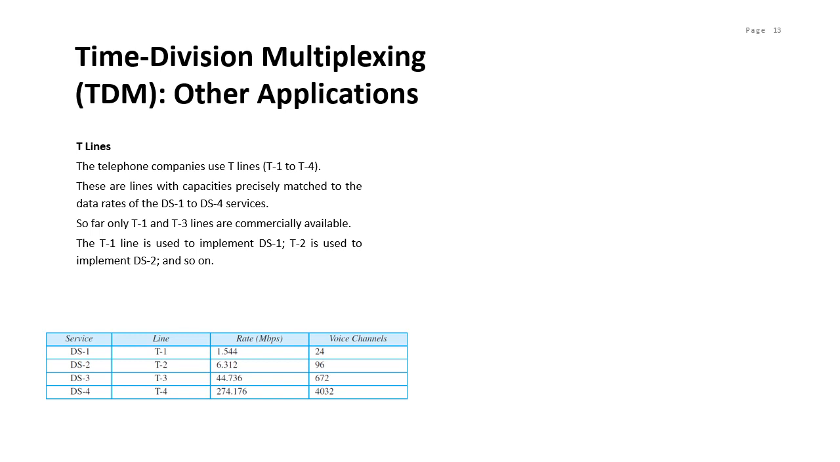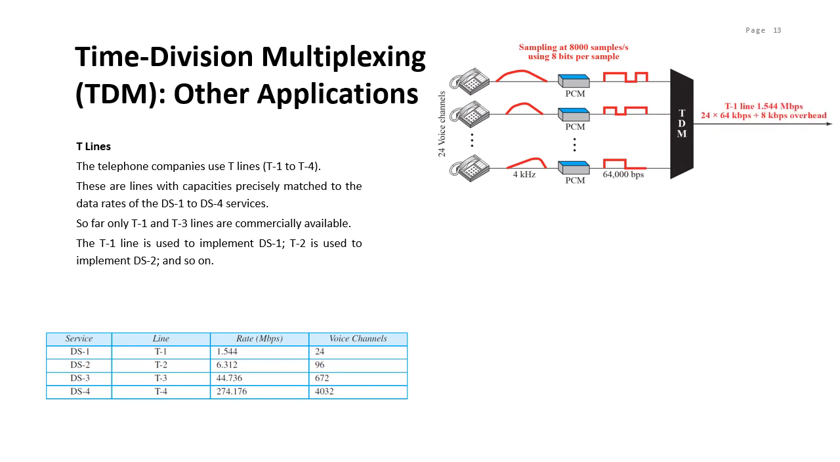Earlier, when an organization wanted 24 separate telephone lines, it needed to run 24 twisted pair cables from the company to the central exchange. Today, the same organization can combine the 24 lines into one T1 line, and run only the T1 line to the exchange. This is shown in the figure at the top right, where it shows how 24 voice channels can be multiplexed onto one T1 line. You can refer to chapter 4 for PCM encoding.